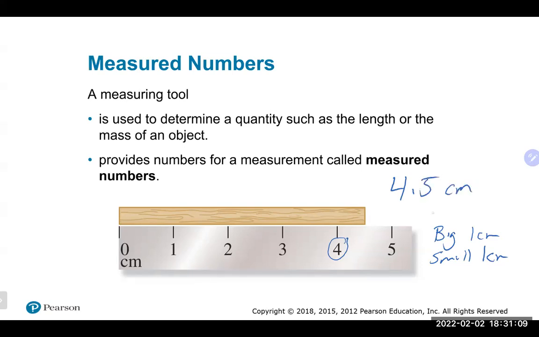And we would want to record 0.5 of a centimeter. And this would be our certain numbers. This would be our first uncertain number. By the way, sometimes people refer to the first uncertain number as the estimated digit.